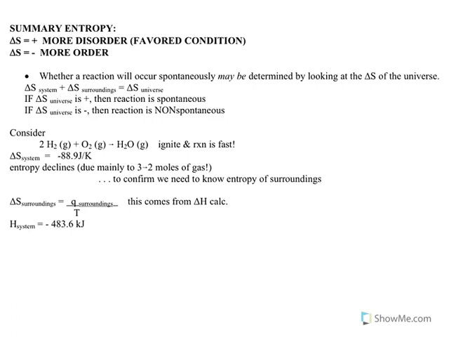Okay, so to summarize, remember delta S, if it's positive, it means more disorder, and that is favored. Negative delta S means more order, which I should really say less disorder. I really like thinking about it in terms of the amount of disorder. Okay, so less disorder.